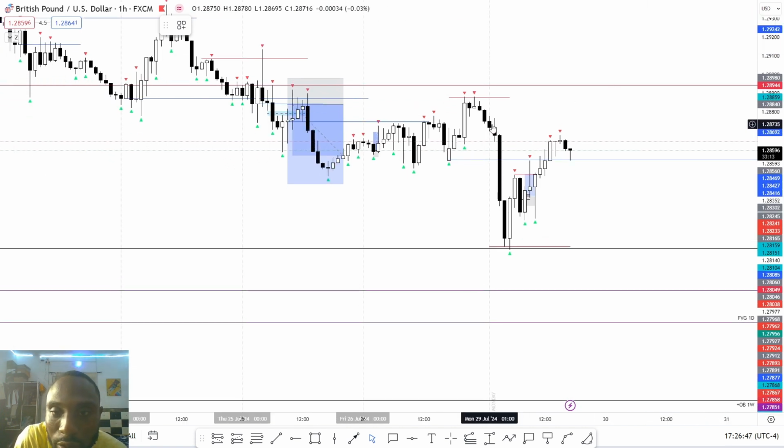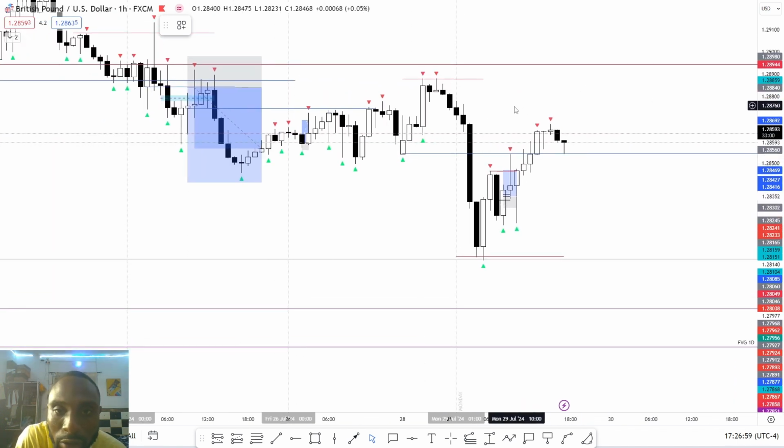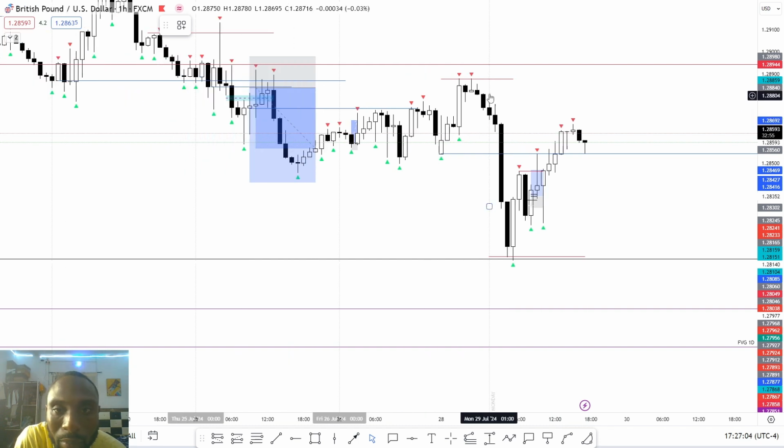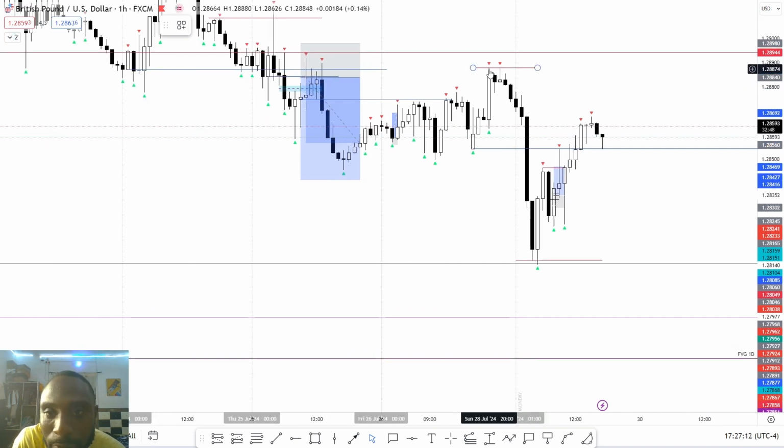The London session started around 2 a.m., so this is 2 a.m. to 5 a.m. Let's look at what happened in the London session. It didn't really do anything per se. The only thing I can see is this high that was taken, which is also a previous 4 hour candle high. It was taken to the upside, then it started dropping.